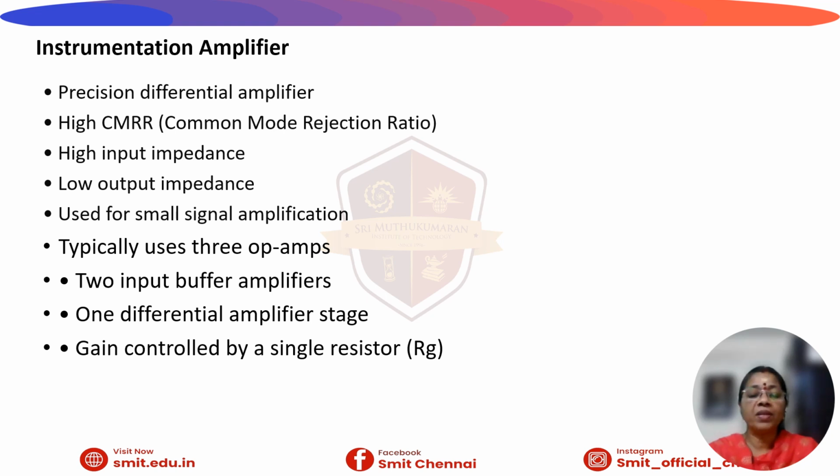The architecture of the instrumentation amplifier is given using three op-amps, which is split into two stages. In the first stage, input buffers are designed using two op-amps, which consist of two non-inverting amplifiers and they act as buffers. Then next is the differential amplifier stage, and it acts as a voltage subtractor, and the gain is controlled by a single resistor which is connected across the two input buffer amplifiers.